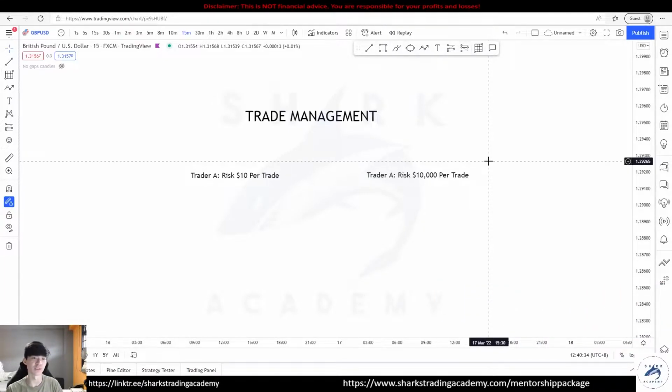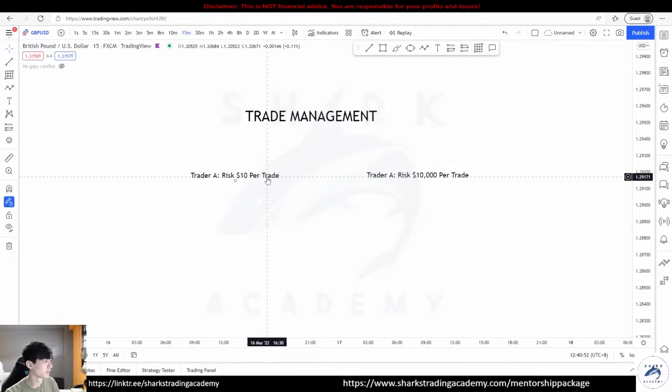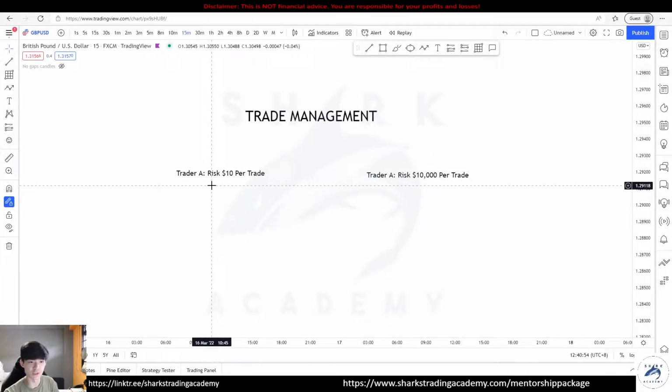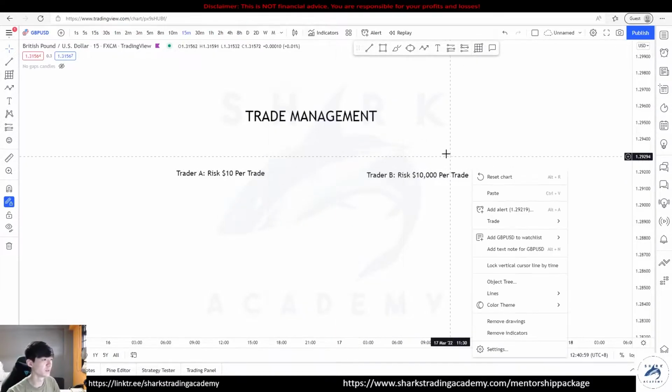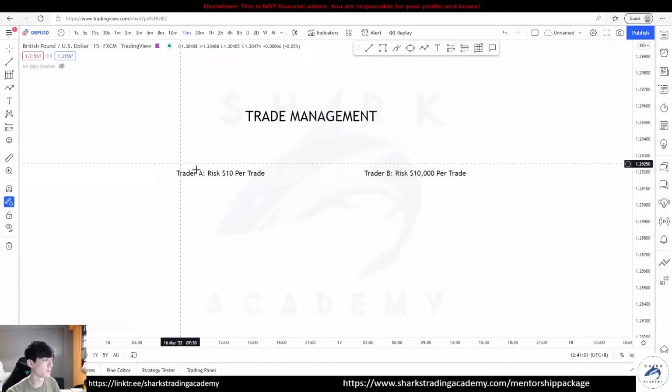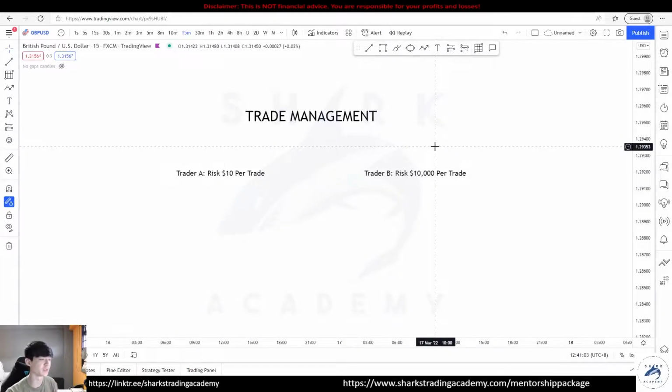The question you want to ask yourself is, is there only one way to manage your trade? Of course not. Every trader will manage their trade differently, and you should manage your trade differently from others. You have to find something that is comfortable for you, something that makes sense to you in a comfort level, right? Take for example, trader A is risking $10 per trade. Trader B over here is risking $10,000 per trade. Based off this, can you see that there will be a difference in terms of trade management, right?